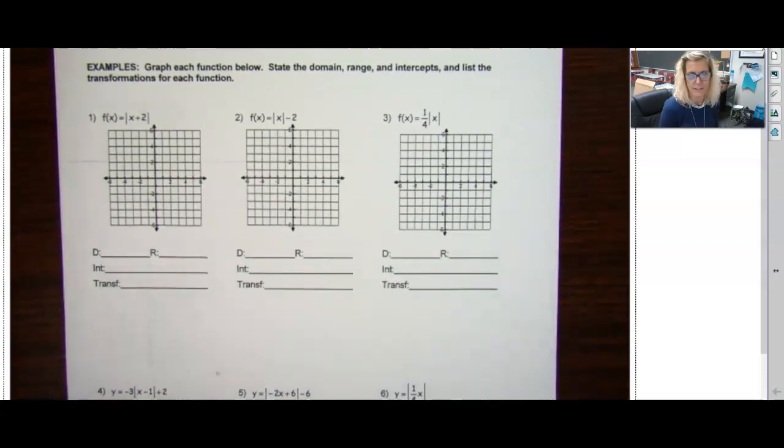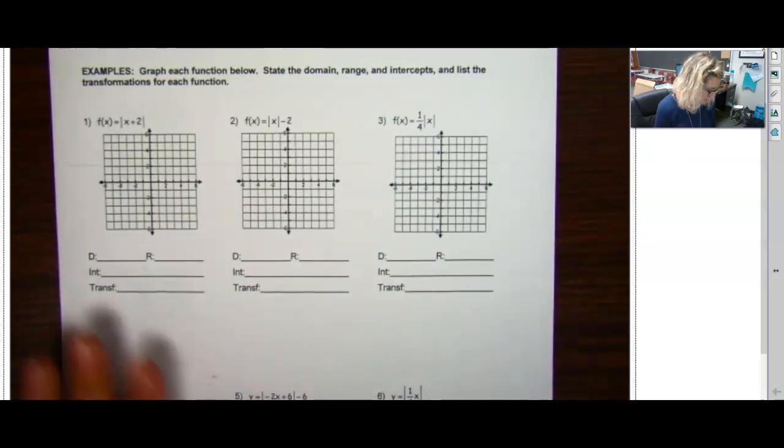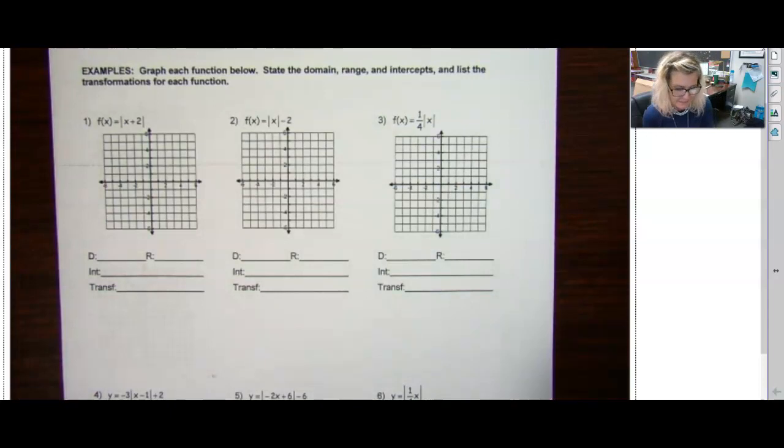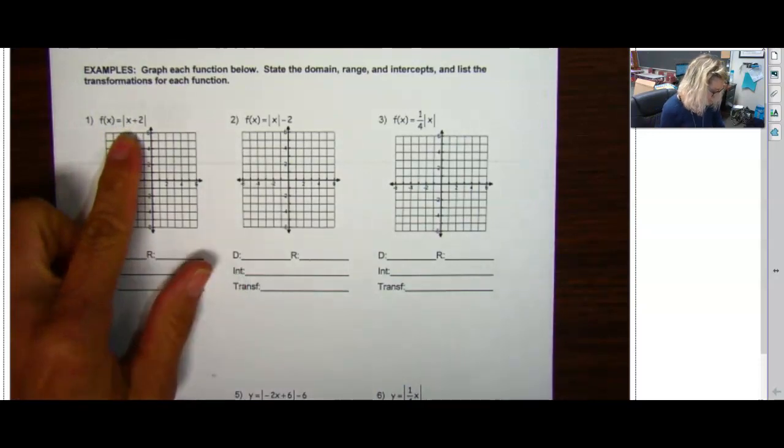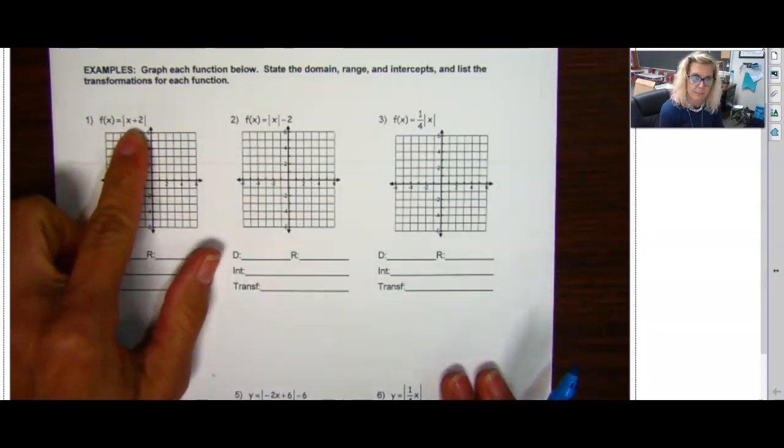Face-to-face kiddos, you already have the update. So what we're going to do is we are just going to graph this based on the transformation. So let me grab a marker and we're going to get started. So again, we have f of x plus 2.